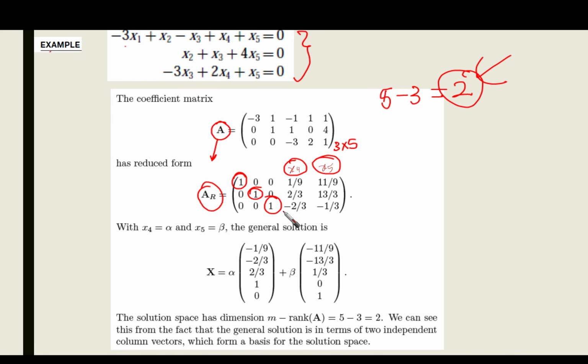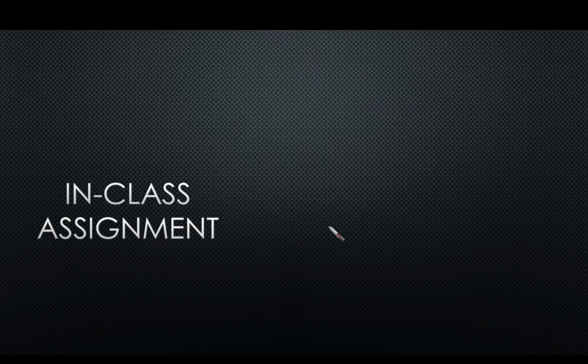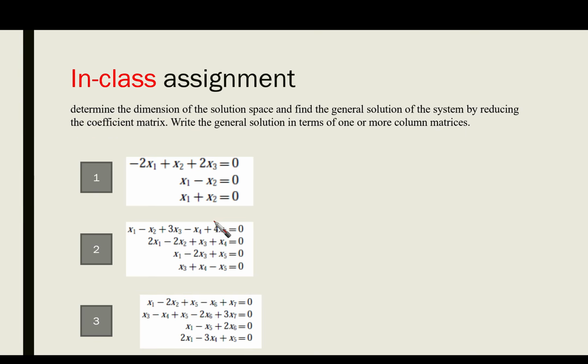Okay? We are going to work the same as we have done before, and you are going to find that we put x4 and x5 as alpha and beta, and the general solution can be rewritten in this nicer form, alpha and beta times the column vectors. Okay, this is for the example. I think you are very ready now to have the in-class assignment. Okay, now this is the in-class assignment.